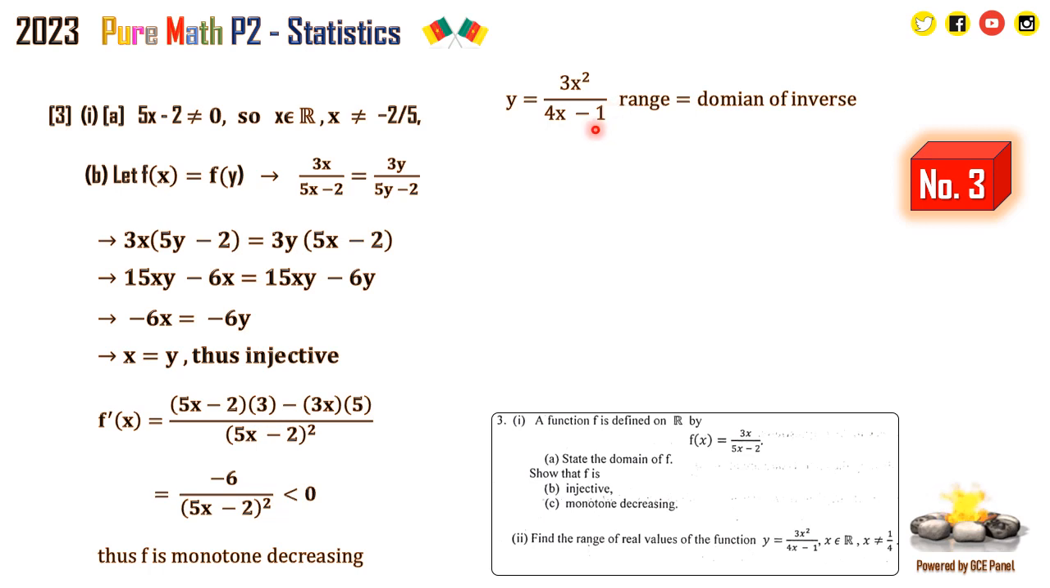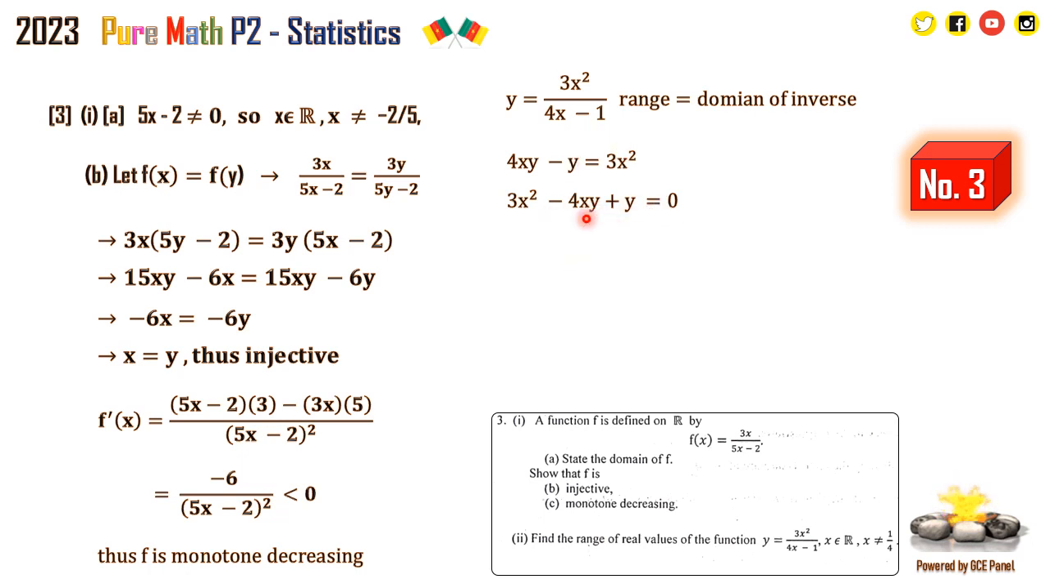So from here we have y equals 3x squared, all that on 4x minus 1. We multiply all through by 4x minus 1, we have 4x minus 1 into y, which is 4xy minus y equals 3x squared. Here we are actually solving for x to find the inverse. In secondary school, they tell you to say let f of y be equal to f of x or something like that, which is what we have done. So from here now we have 3x squared minus 4xy plus y is equal to 0.